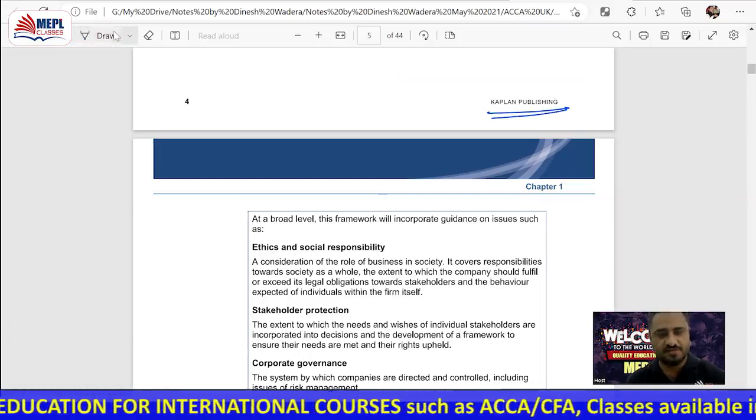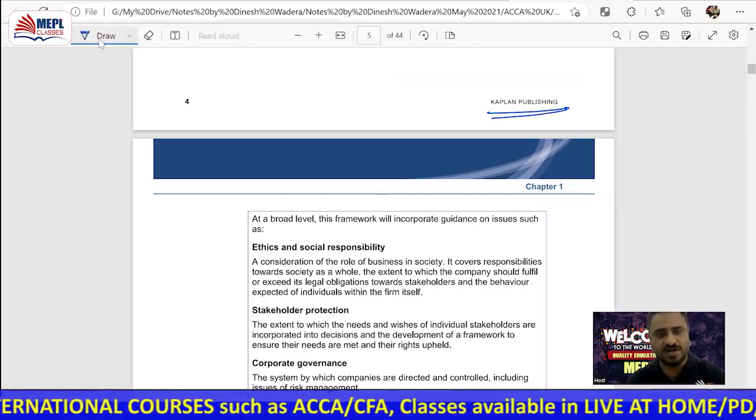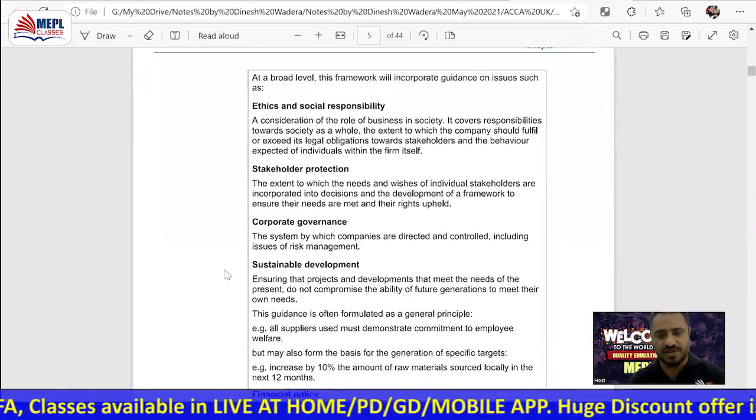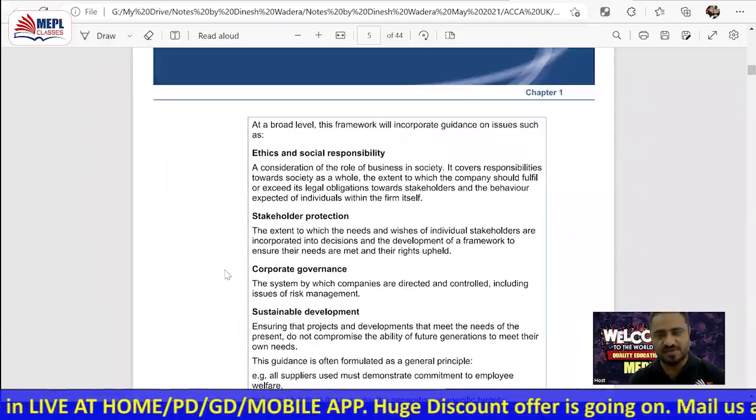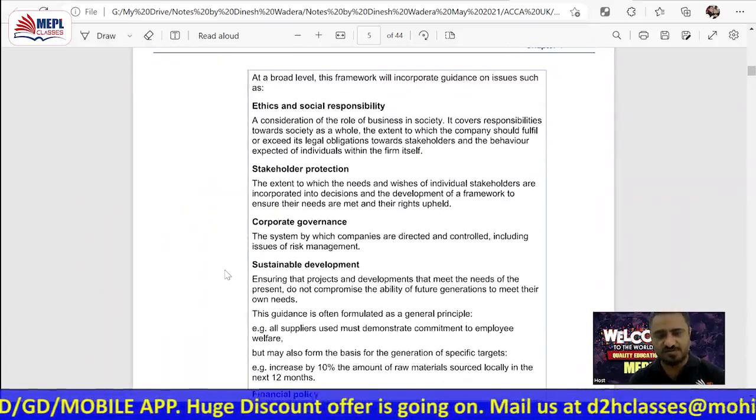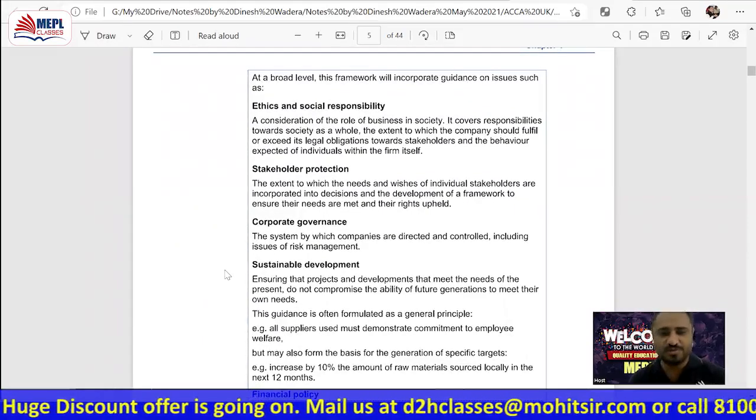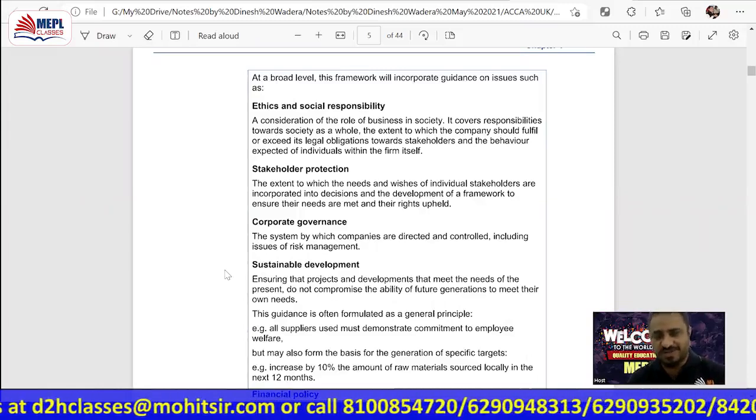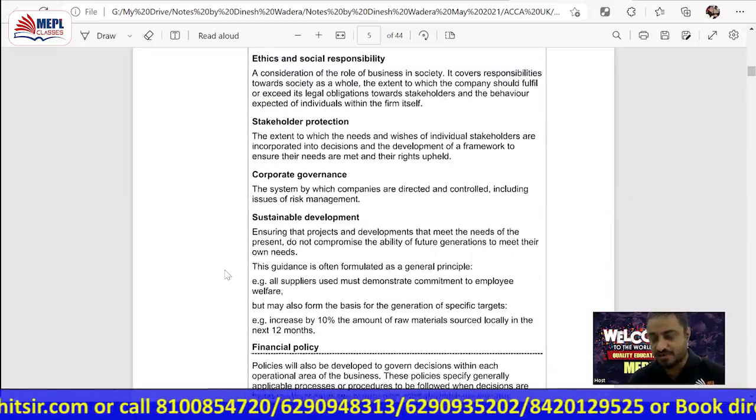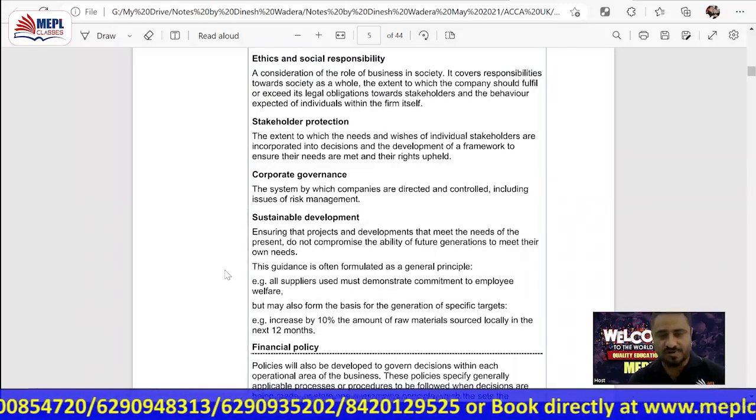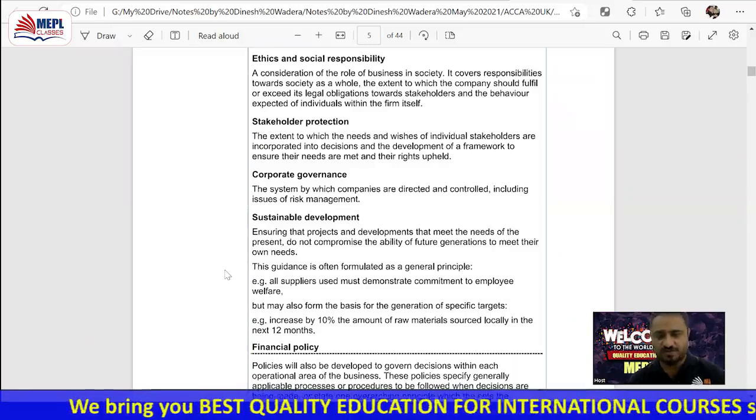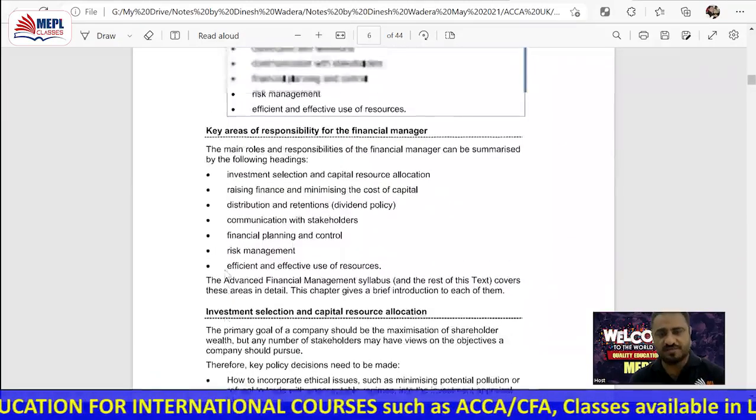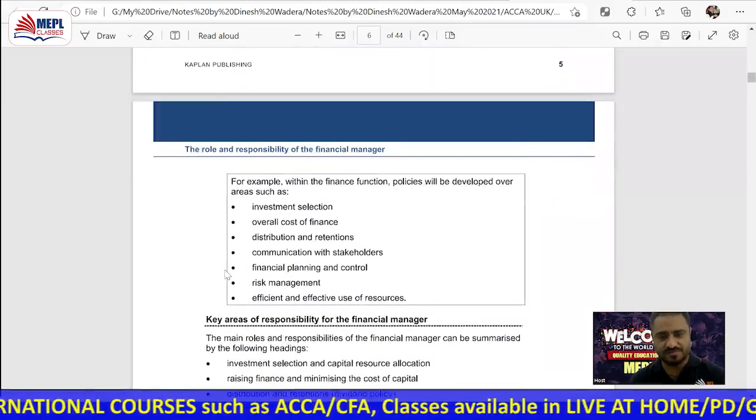Read the theory carefully and try to understand what are the key roles and responsibilities of a finance manager. So as a finance manager, you have the ethical and social responsibilities. Your main motto will be to protect the interest of your stakeholders, particularly the shareholder and the management. Then you will also be responsible for corporate governance. And of course, development and growth has to be there, but it has to be a sustainable one. You will also be framing and drafting the financial policies for your organization.